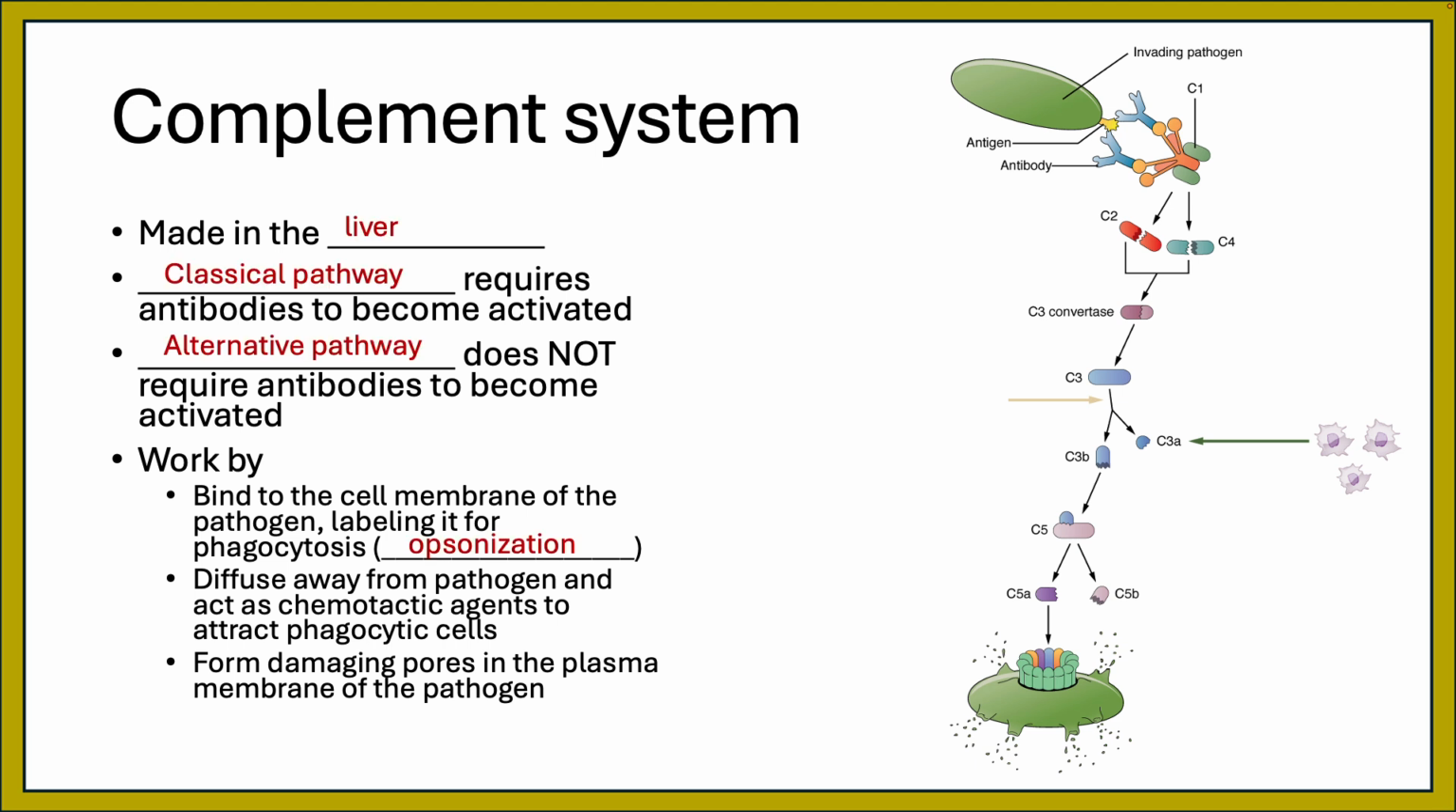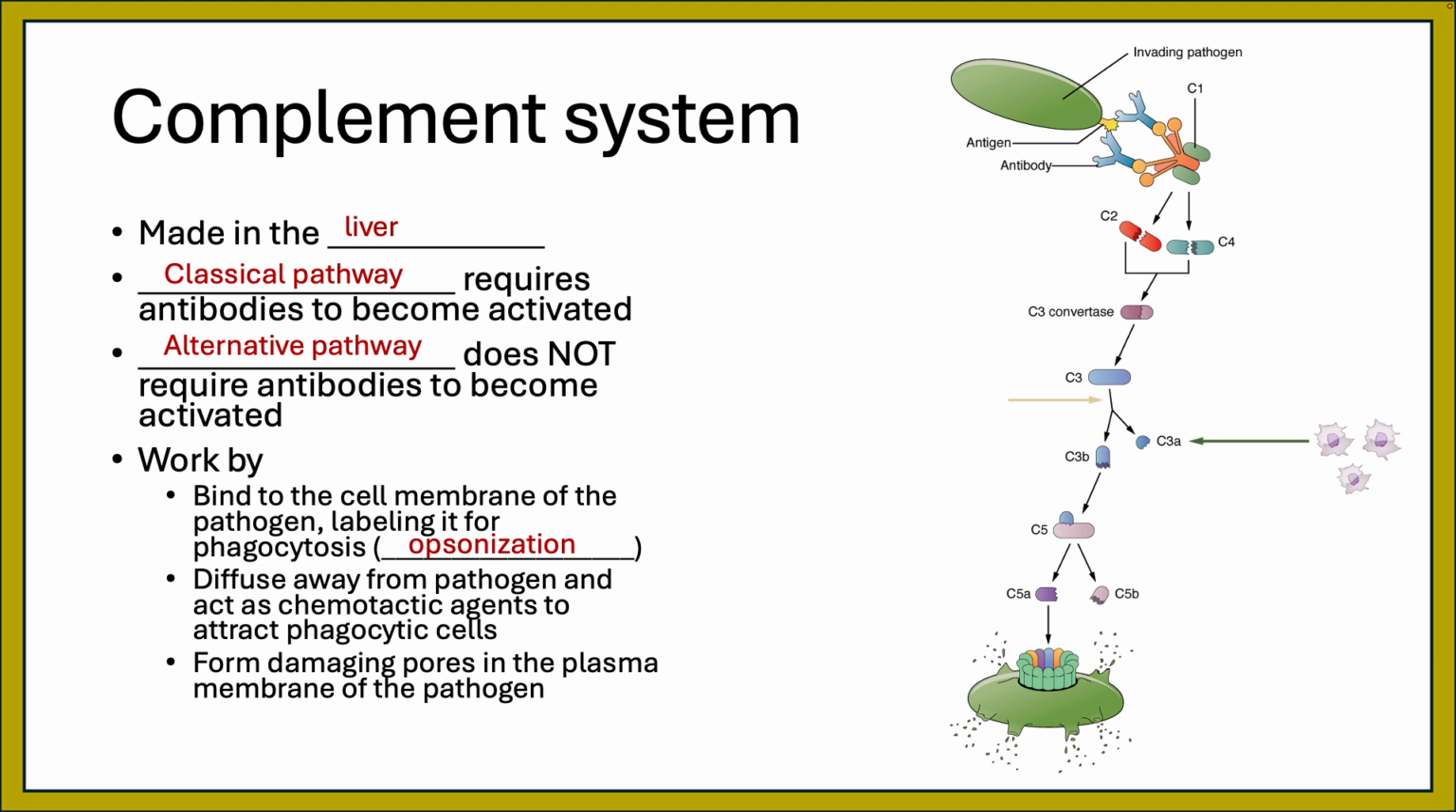So complement system, these proteins are primarily made in the liver. There's two pathways. There's the classical pathway, which requires antibodies to become activated. The alternative pathway does not require antibodies. So when we talk about the innate immune system, we're talking about the alternative pathway. They work in a number of different ways.